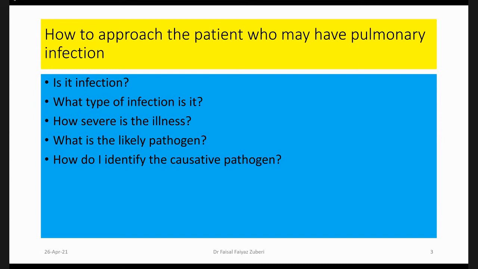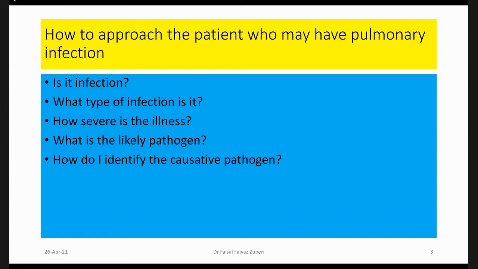Then what type of infection is it? If it is a pulmonary infection, then what is the type? Is it viral? Is it bacterial? Fungal? Is it parasitic? Like this. How severe is the illness? Severity assessment. What is the likely pathogen? And lastly, how do I identify the pathogen which is causing the disease?